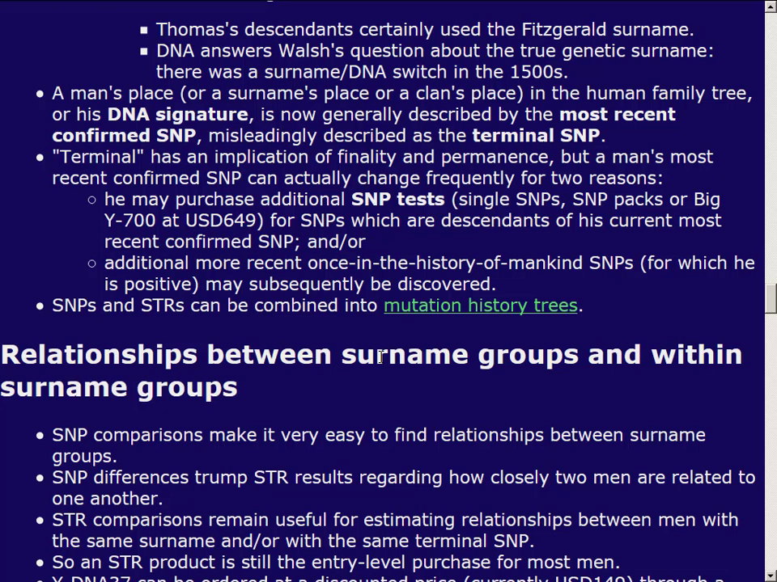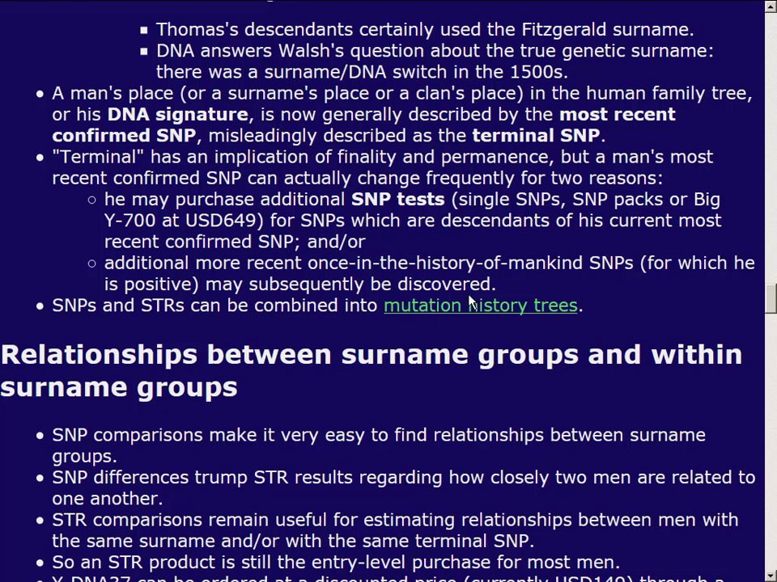Or what can happen is as they look along the Y chromosome, they may find a mutation that hadn't been seen before and find that that occurs in two people from the same family. And that then becomes the terminal SNP of those two people and supersedes the older SNP that they might have on the charts that we looked at.